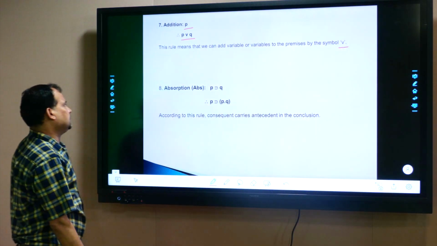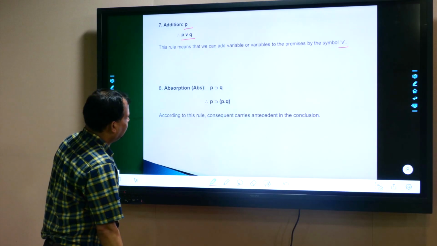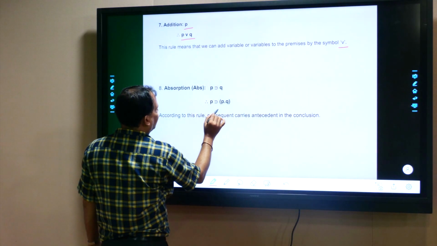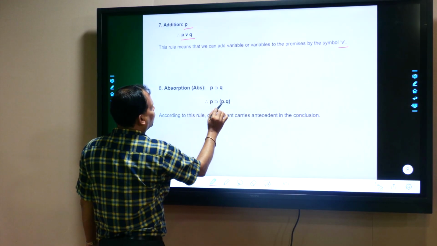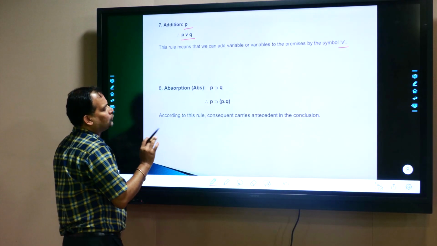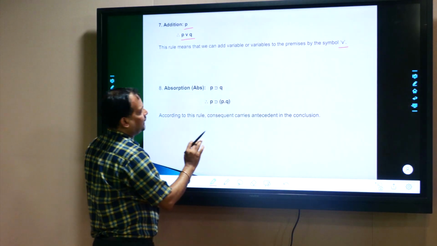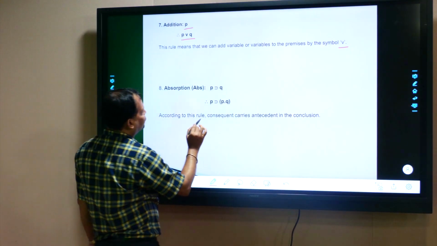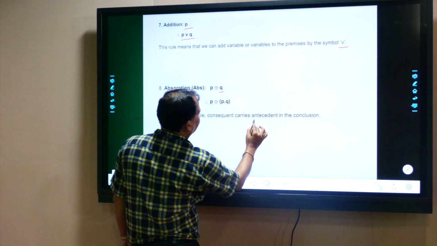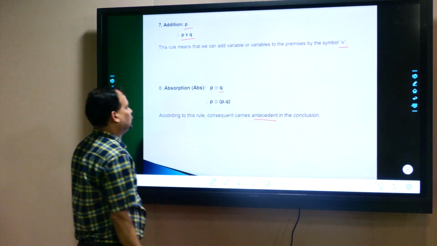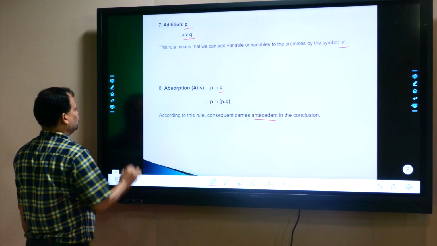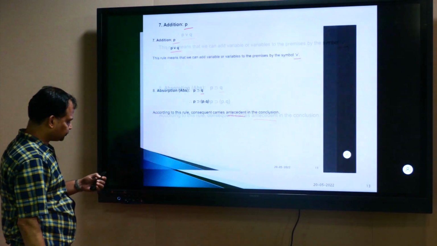Now, the next rule is absorption: P implies Q, therefore P implies (P · Q). According to this rule, the consequent carries the antecedent in the conclusion. So this is the rule of absorption, dear learners.